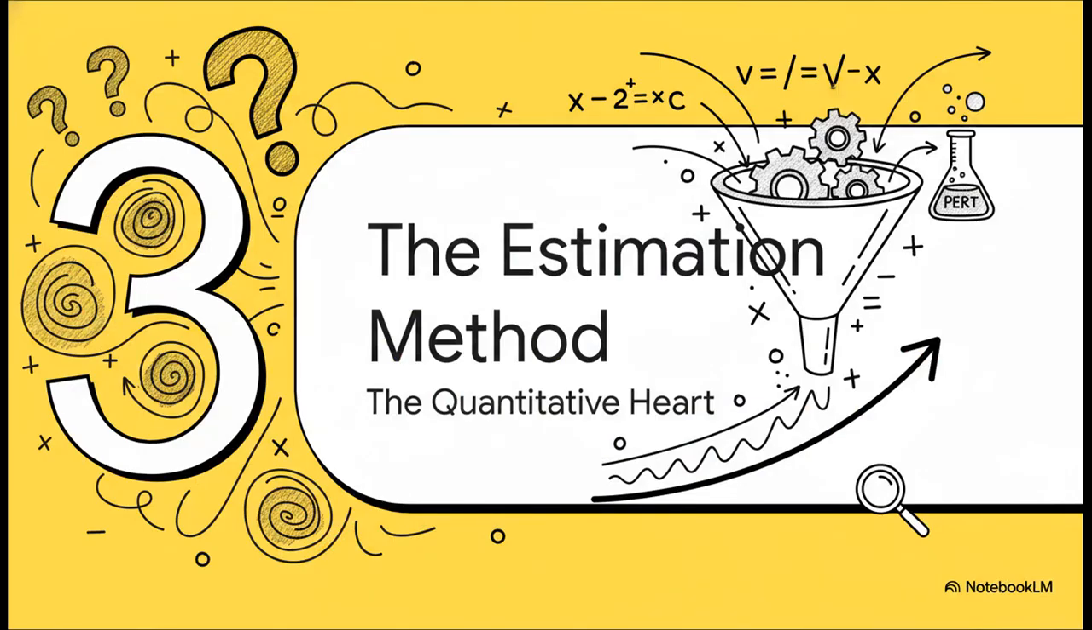All right, let's get to the quantitative heart of PERT, the estimation method. This is the secret sauce. This is what lets us take that vague, sinking feeling of uncertainty and turn it into a manageable, calculable variable. This is where we build our statistical case for our timeline.